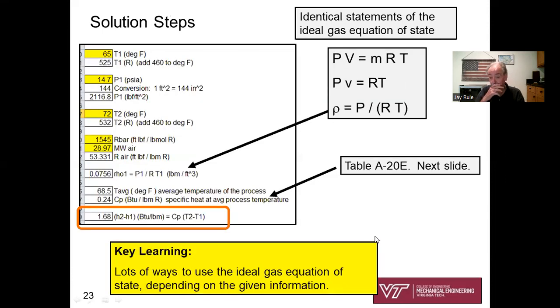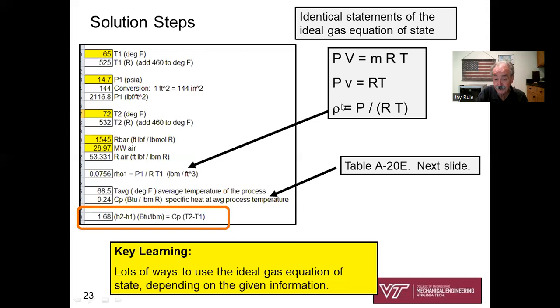Here's the numerics of the problem. I wrote down T1 and I added 460 to it in case I need absolute temperature. I wrote down P1 and I immediately converted that to pounds per square foot. Looking ahead, I'm going to use the ideal gas equation of state, and I'm going to use this expression for density. Rho is P over RT. I've got that in my head.